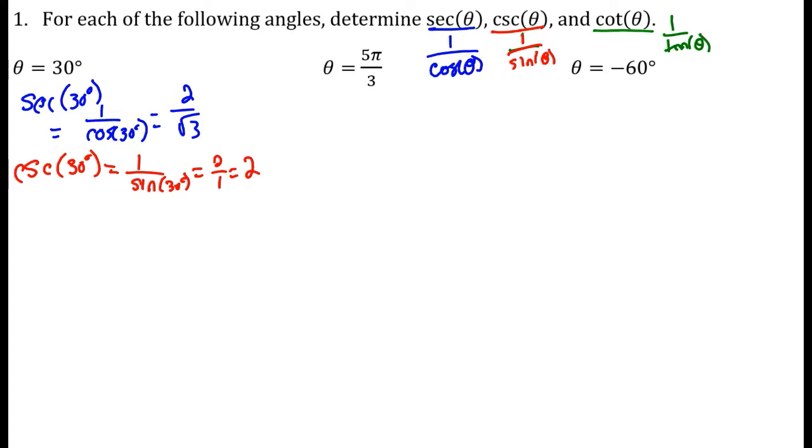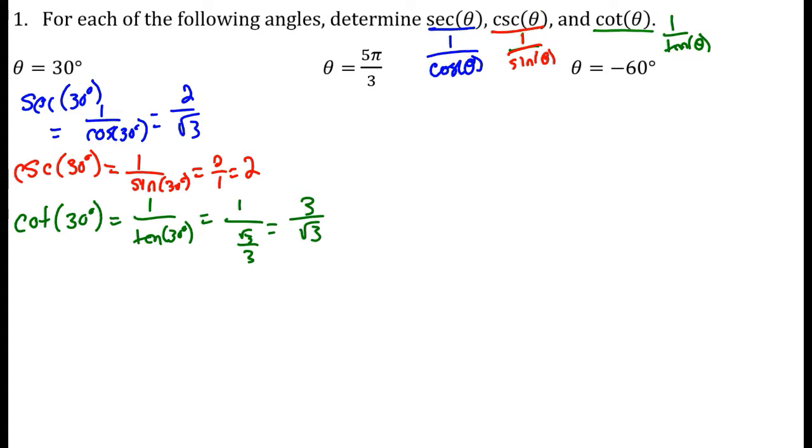And finally, the cotangent of 30, we need to know, well, what's the tangent of 30? If you have memorized it by now, the tangent of 30 is square root of 3 over 3. So this is 1 over square root of 3 over 3, and I want to flip that. So 3 over radical 3. So the key thing to figuring out the secant, cosecant, or cotangent of an angle, we need to know the cosine, sine, or tangent of the angle respectively, and then we just flip that value.